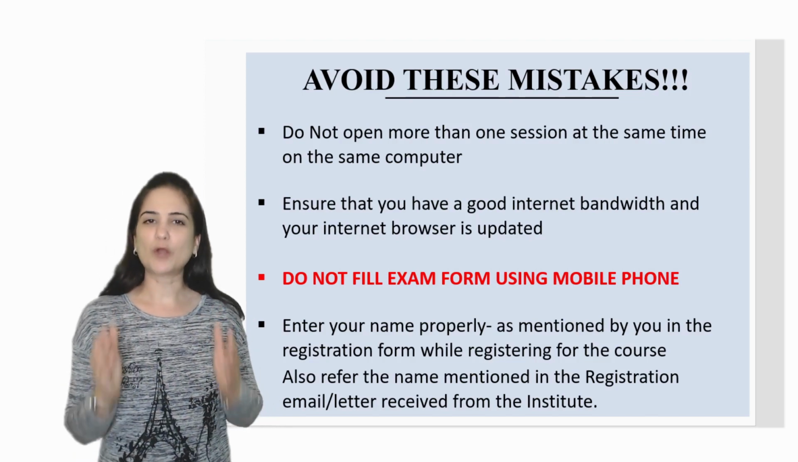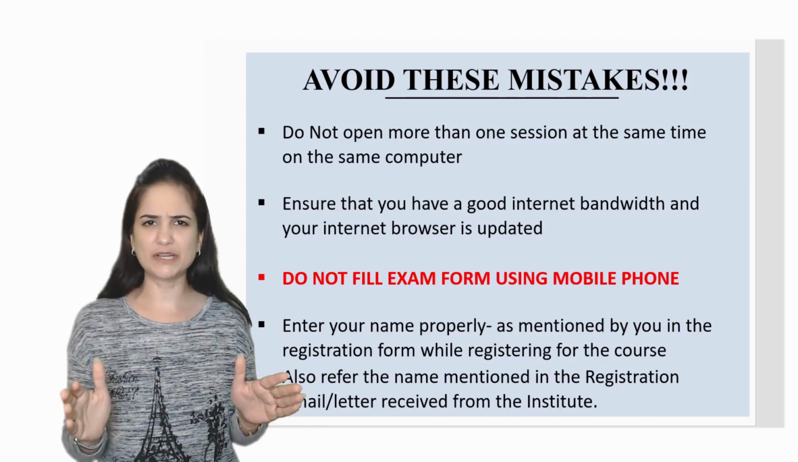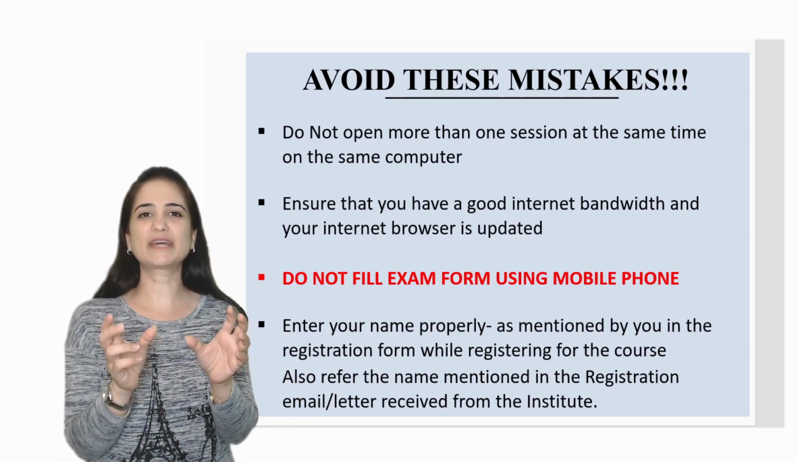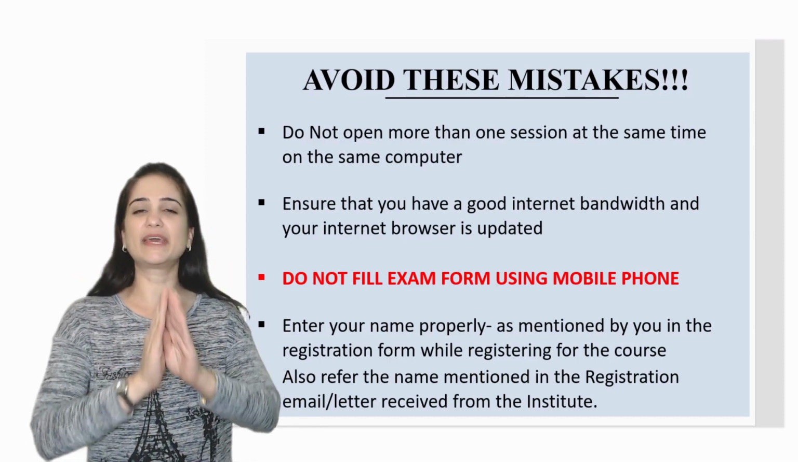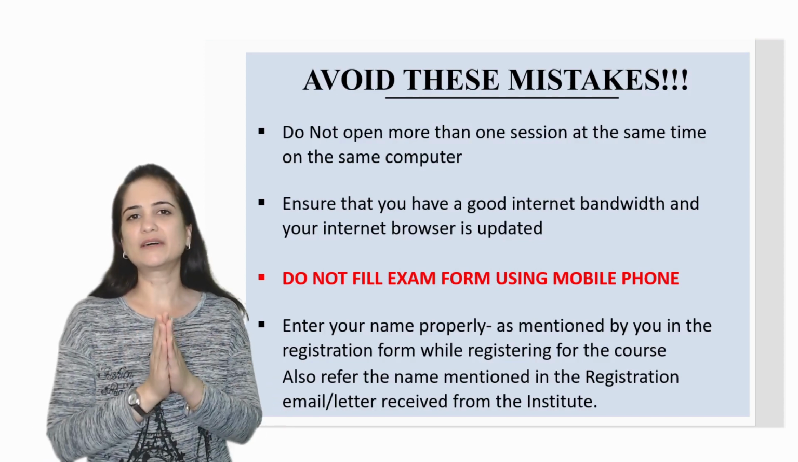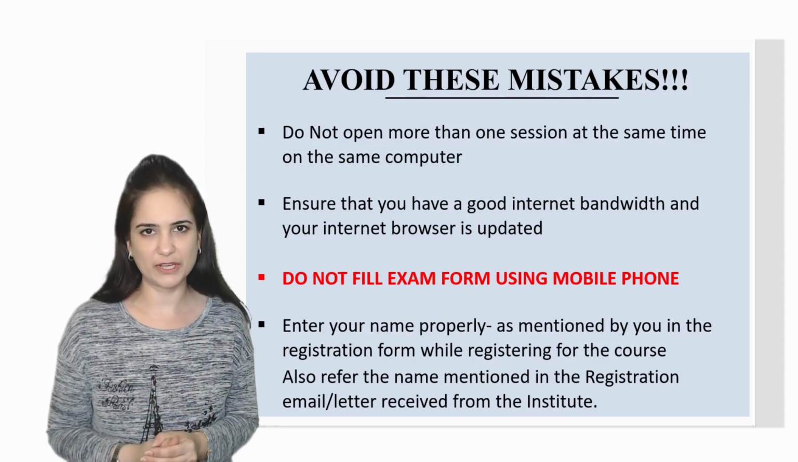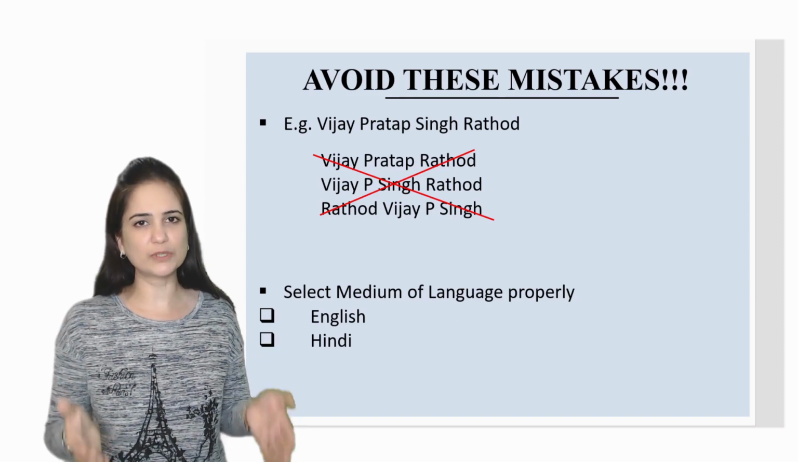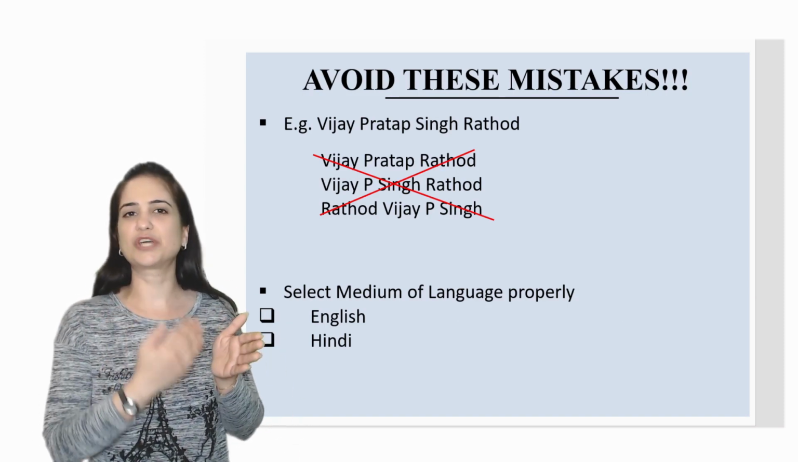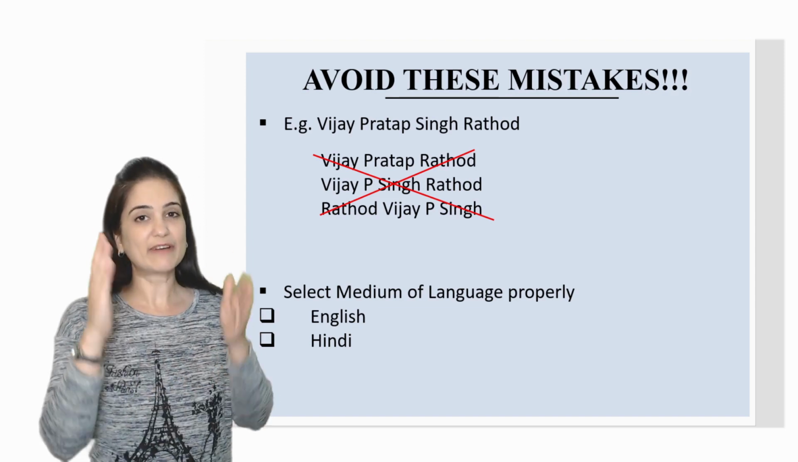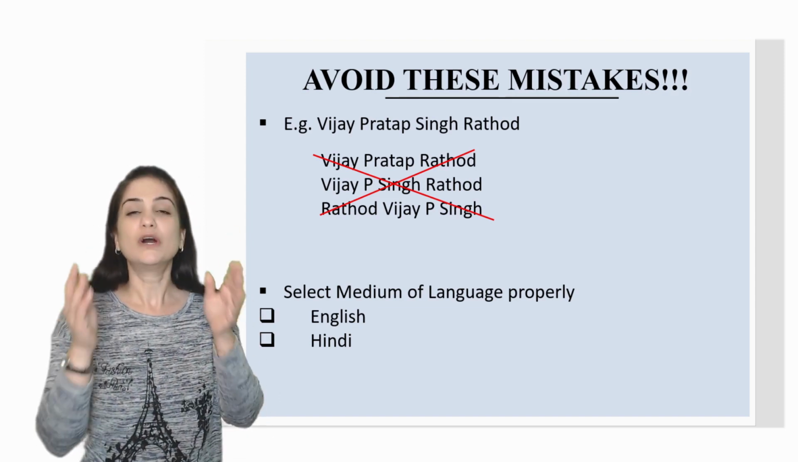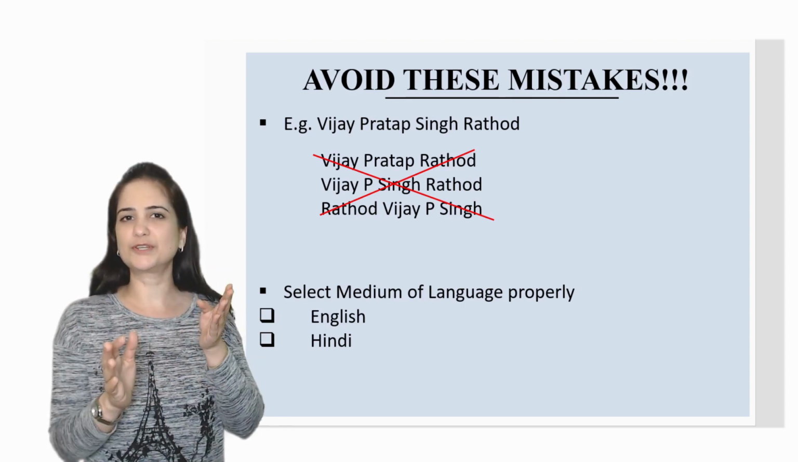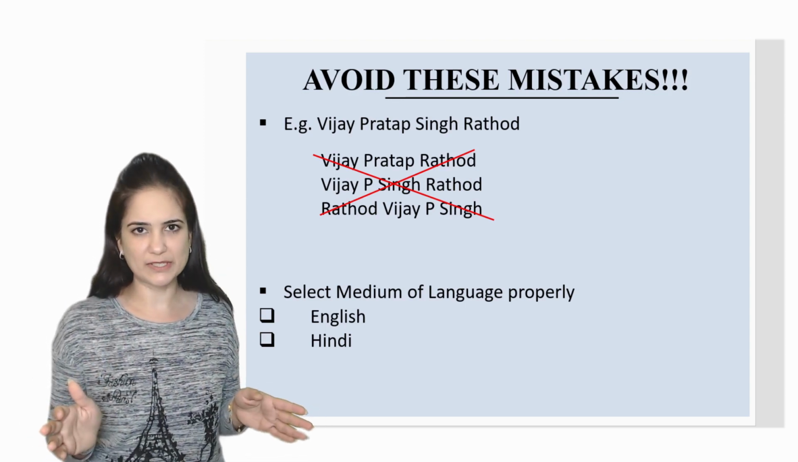Enter your name properly as it is mentioned in the form for registration. So ensure that you write your full name, and the name should be as you entered while registering for the CA Foundation course. So for example, while registering for the CA Foundation course, you had written your name as Vijay Pratap Singh Rathod. Then while filling the exam form, also write your name as Vijay Pratap Singh Rathod. Any other combination will not be accepted by the institute.